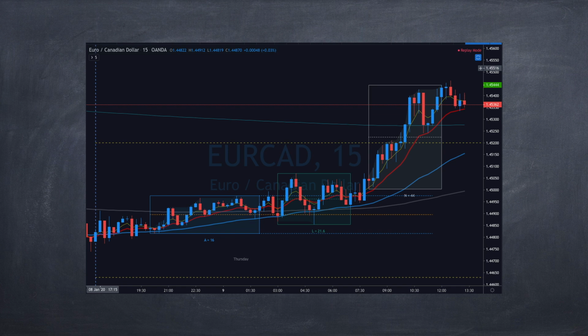This one. What do you see here? 16 pip Asian range. We have price moving up, down, down. Look what happens here. This is the behavior that you're looking for. Candle, star, another candle. Is this a star pattern?